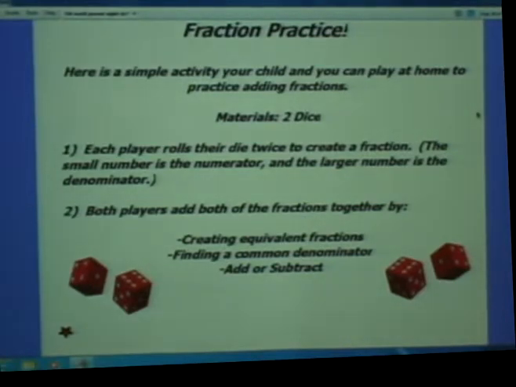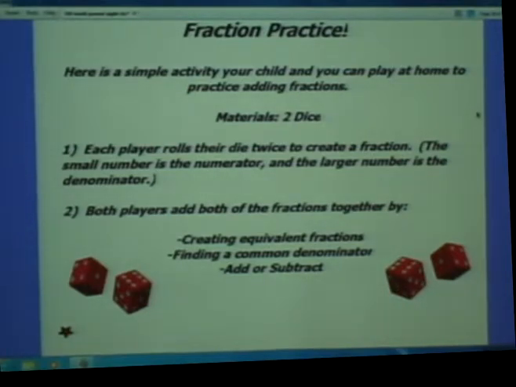So fraction practice. Here's a simple activity your child and you can play at home to practice adding fractions. All you need are 2 dice. You can go to Dollar Tree, and get a bag, several of them for $1. Each player rolls their die twice to create a fraction. So you have a die, Ms. Harris, and we'll model it for you, would have a die, and I would have a die, and I'd roll it 2 times. My small number is going to be my numerator, my large number is going to be my denominator. So I'm making my fraction at the same time she's making her fraction.